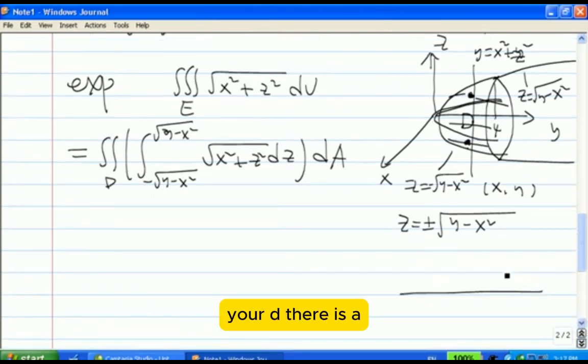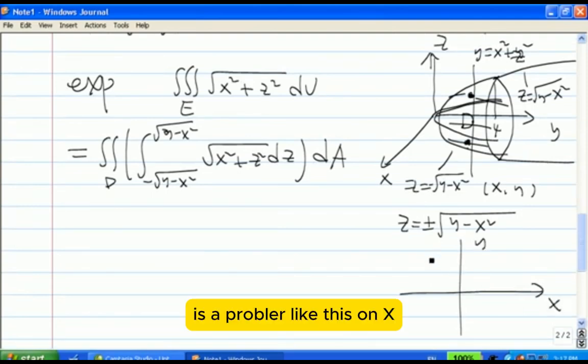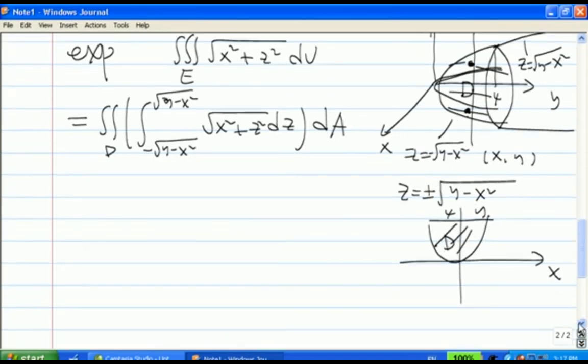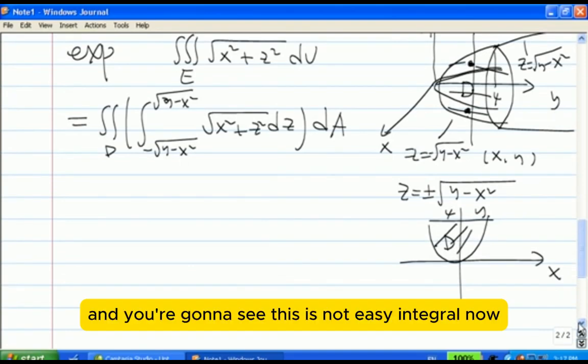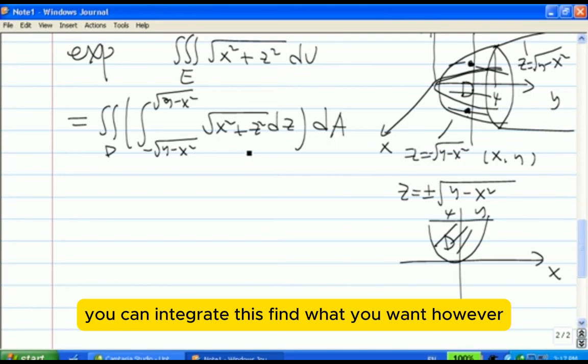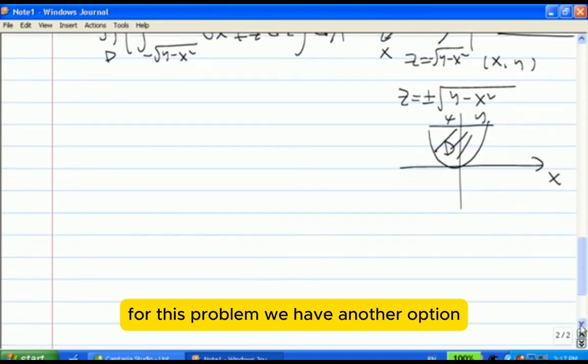Your D there is a parabola like this on the xy plane. Here is the 4. This is your D. And you are going to see this is not an easy integral. Okay. Now if you are lucky, you can integrate this, find what you want. However, for this problem, we have another option.